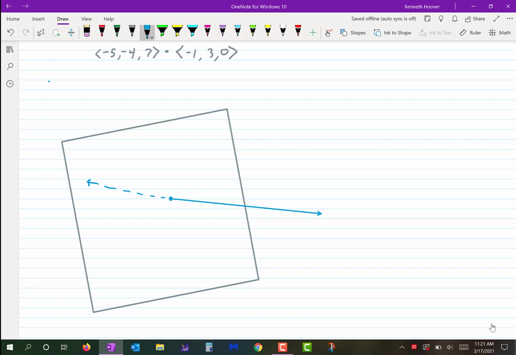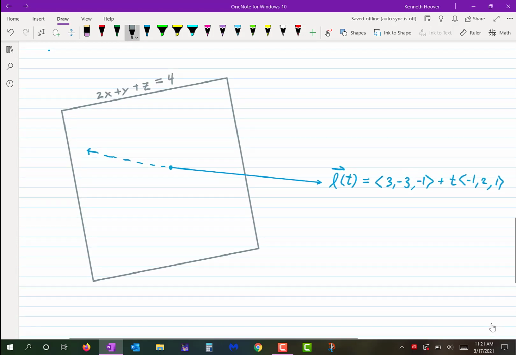So let's say this line is, I'm going to write down the vector equation for this line. What if that line is (3, -3, -1) plus t times (-1, 2, 1)? And what if the plane has the equation 2x plus y plus z equals 4?